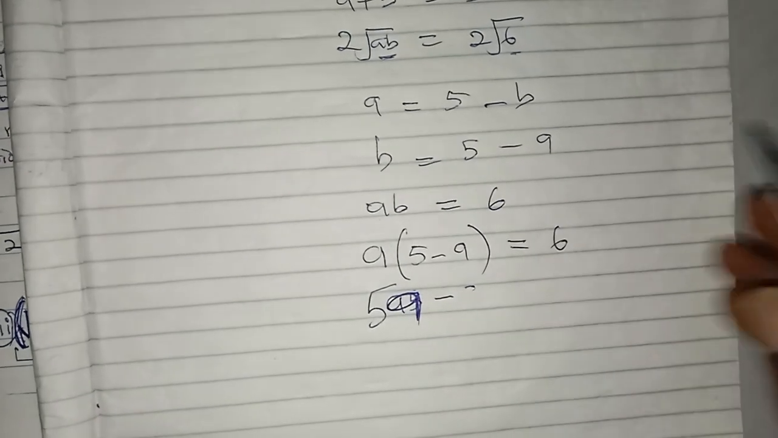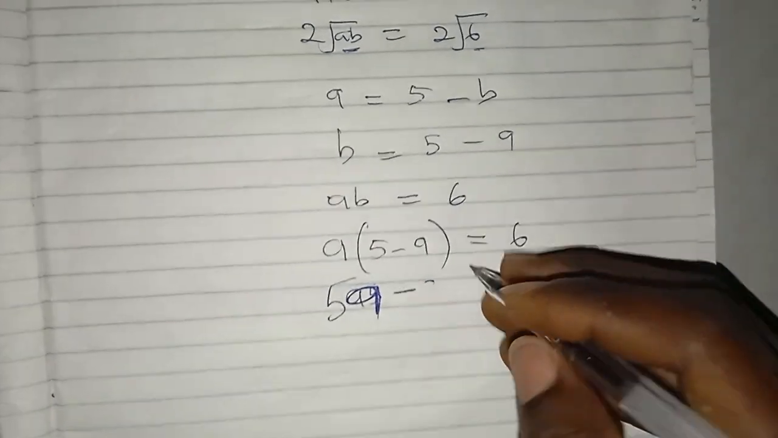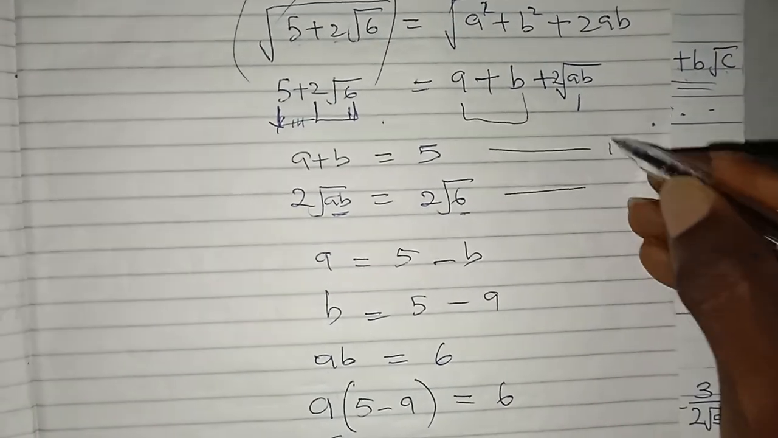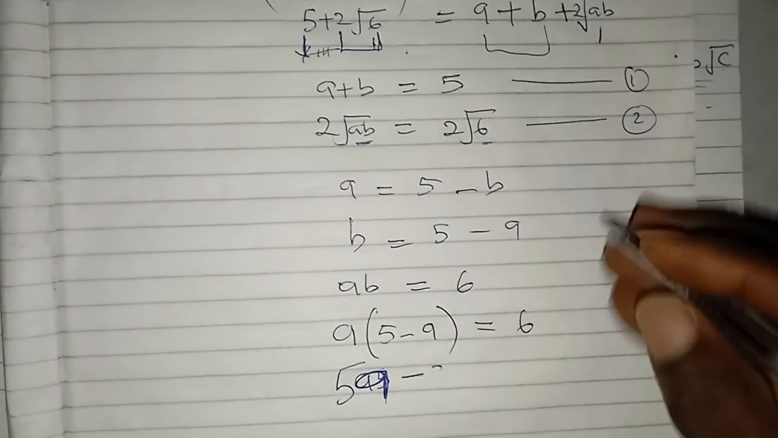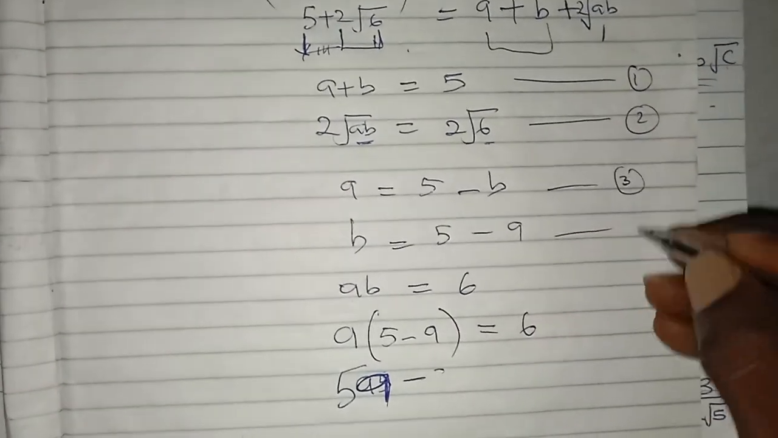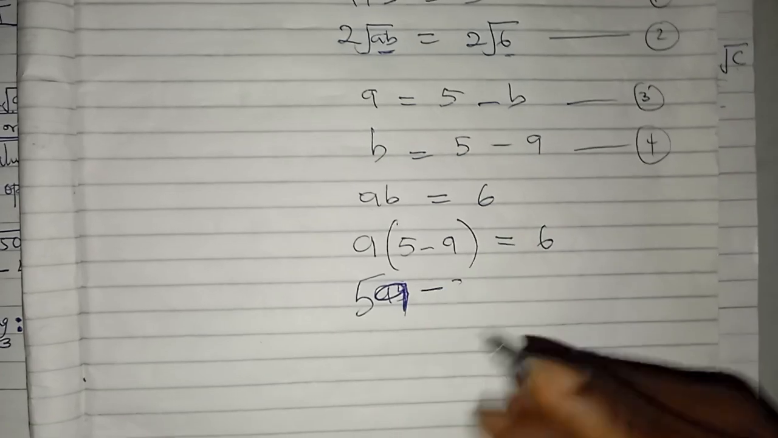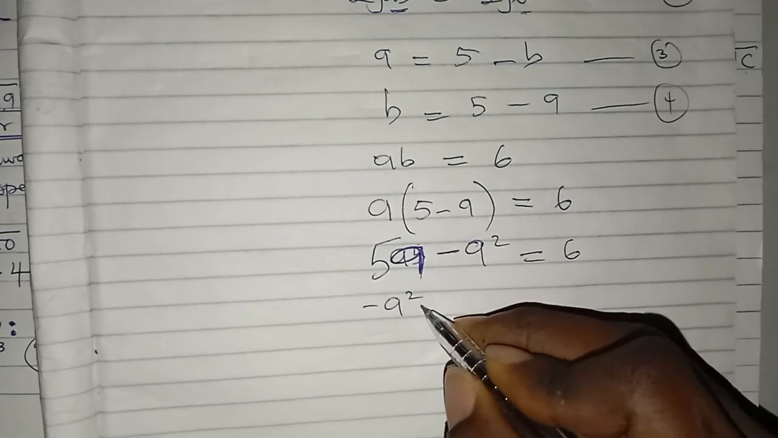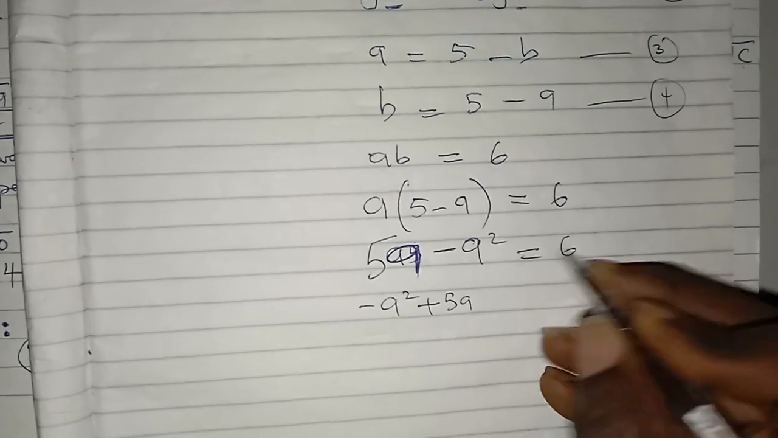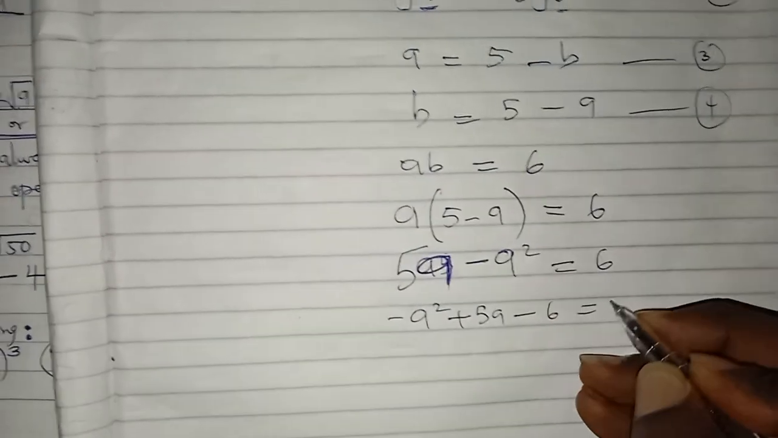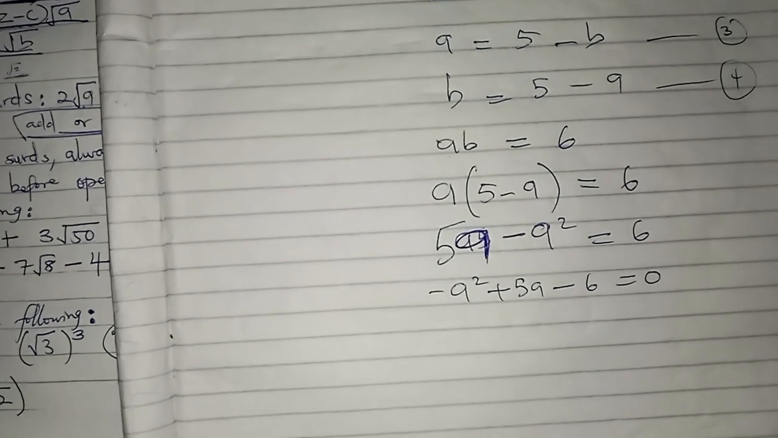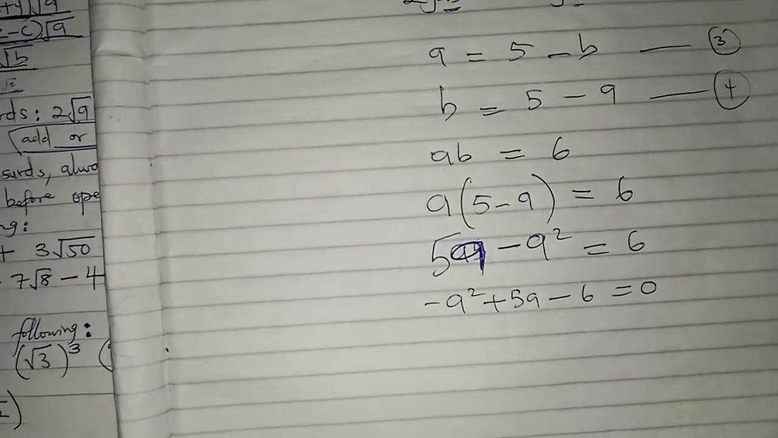I don't like doing equation 1, equation 2. Most of you, once you see all those things, you get scared. So you see at this point, these two look like something. So I can make any of this my subject. So 5a minus a square equals 6. Notice that this is minus a square plus 5a minus 6 equals 0. This thing looks like something we know. If you look at it very well, it looks like what we call a quadratic equation.